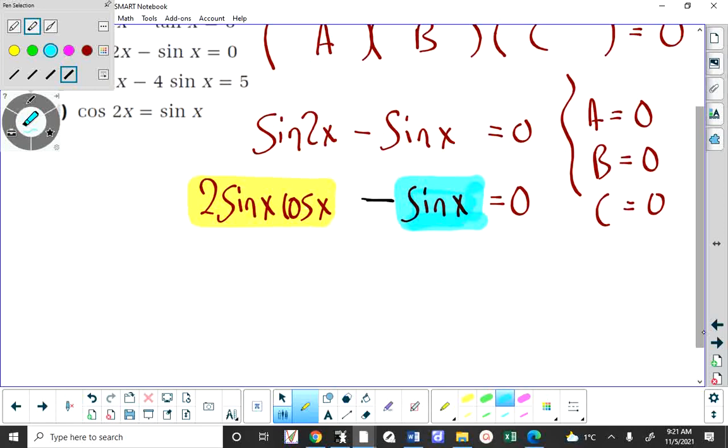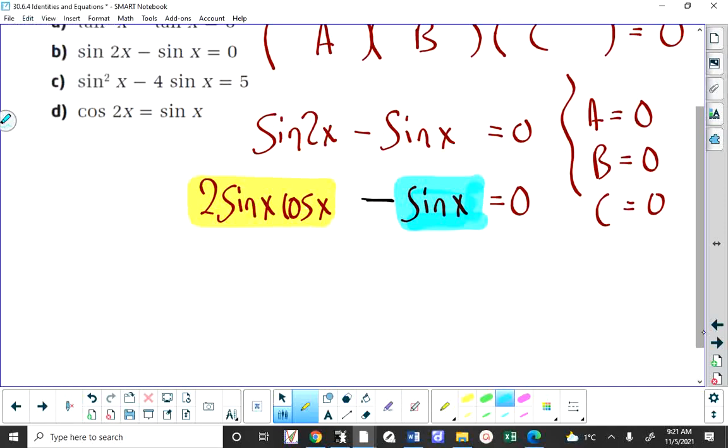So what's a common factor? Well, 2 sine x cos x has 3 factors: 2, sine x and cos x. Sine x has 1 factor, sine x. So there's a sine x that's common. We can factor that sine x out. And when we remove the sine x from this by dividing by sine x, you're left with 2 cosine x. Minus, when we divide this by sine x, we're left with 1.